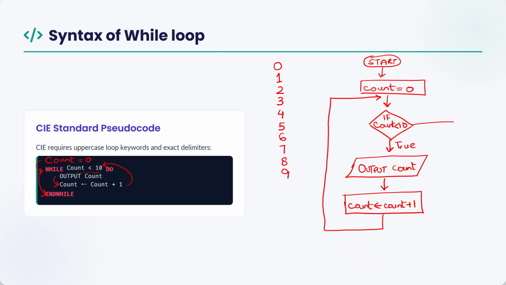But if it is false, then in that condition it will come out of the loop simply. So we are going to exit it. So in this way, this is the pseudocode representation, this is the flowchart representation, and this is the output of the while loop that is being used here.